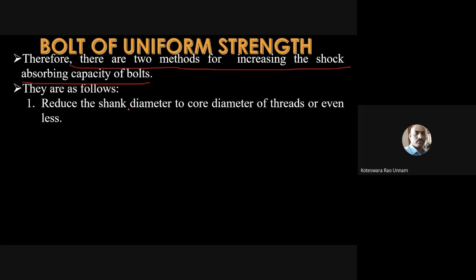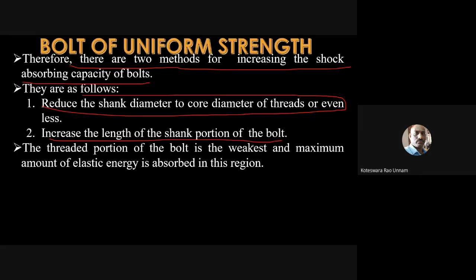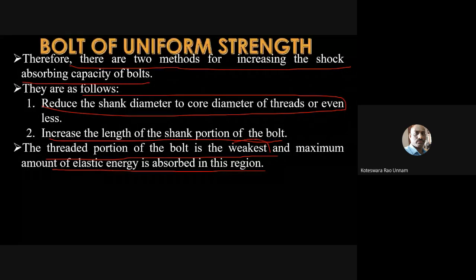That's it. One is to reduce the shank diameter to the core diameter of the threads or even less. The other is to increase the length of the shank portion. Then the threaded portion of the bolt is the weakest one, and the maximum amount of elastic energy is absorbed in this region. Why is it the weakest one? Because its area is less and also there is a stress concentration. Because of that, more stress is concentrated on the threaded portion. That's why it is the weakest one.